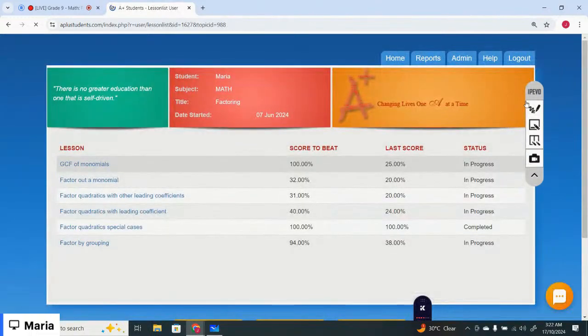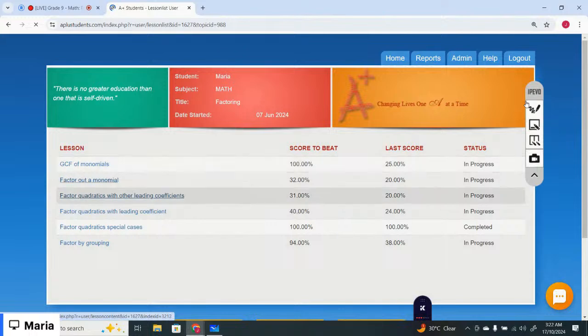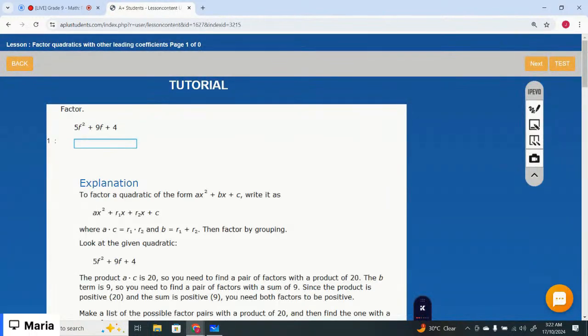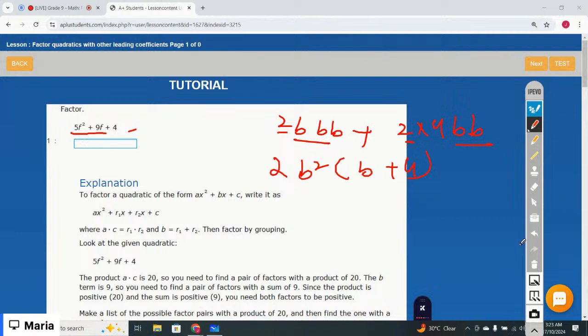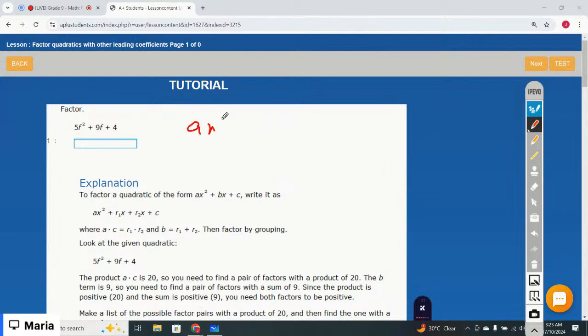And the next lesson is factor quadratics with other leading coefficients. Okay, so you have to factor 5f squared plus 9f plus 4. This equation is in the form ax squared plus bx plus c, right? You can compare these equations. So you need to factor out that 9f. How do you factor? You can make the factors that when added make 9 and that when multiplied make 20.